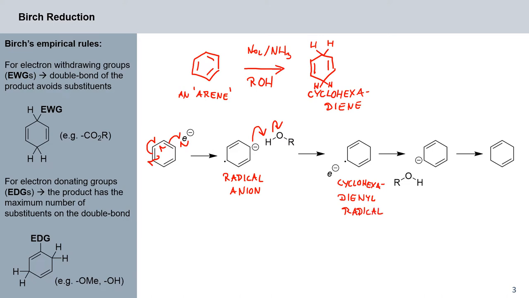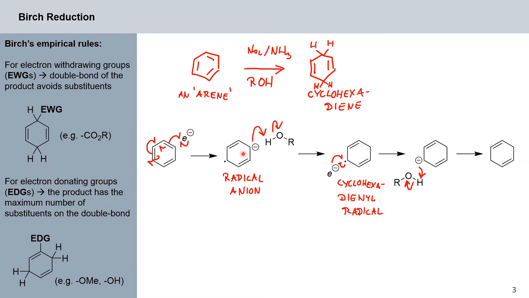Now we get a second electron transfer to this radical, and we form here our cyclohexadienyl carbanion. I'm not going to write this out, it's a bit of a mouthful, but this can again snatch up a proton from solvent. Again using curly arrows, and in the last step, we get our unconjugated cyclohexadienyl product.